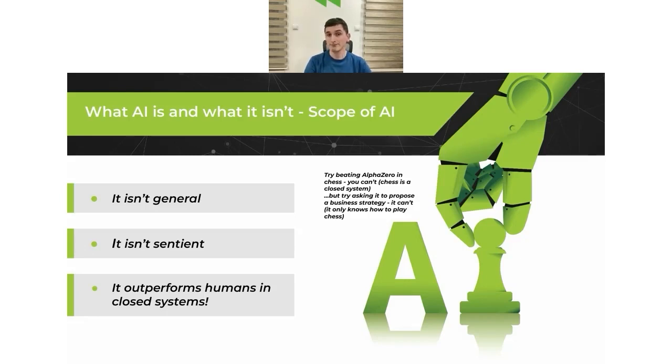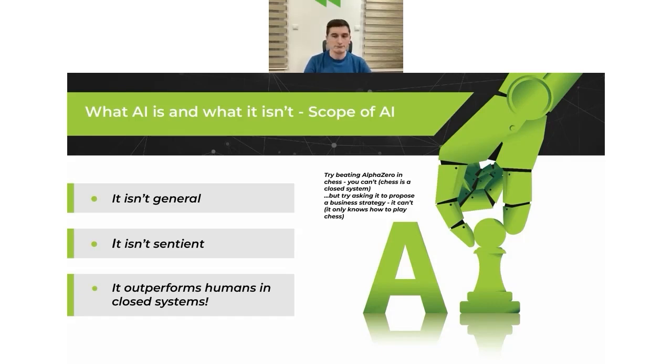On the other hand, if you ask it to tell you what is the capital city of France, or ask it to propose a business strategy, AlphaZero is going to miserably fail. Why? Because it really doesn't even know about business strategy, or what is France, or what is Paris, if you want.